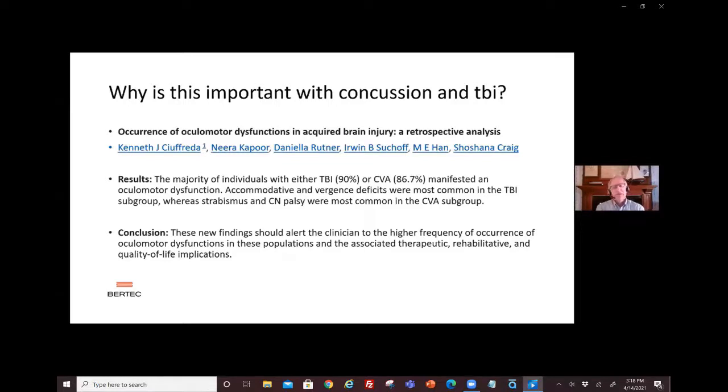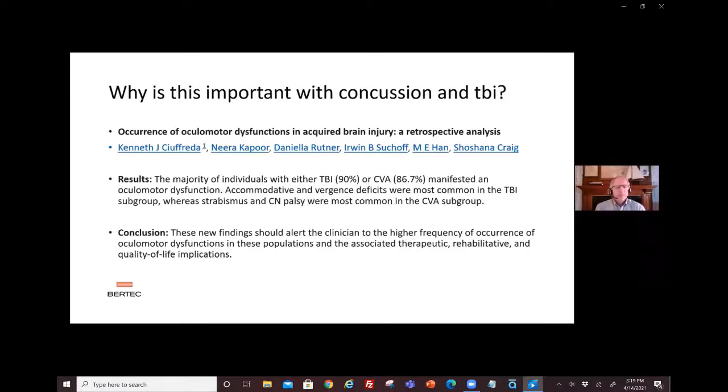This means that either their eyes can't focus, they can't converge, they can't track properly, they can't jump from one word to another, which is what we call saccadic eye movements, or they may have a strabismus if the nerve is damaged, as in a sixth nerve palsy.